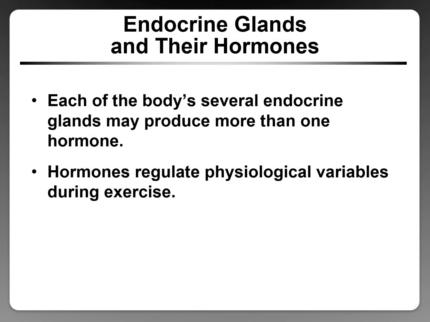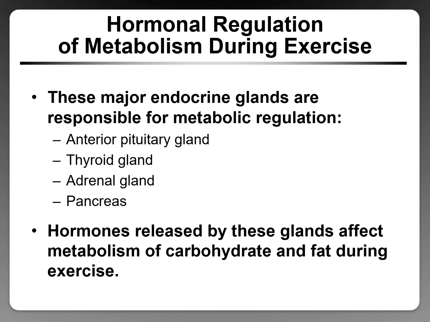Looking more closely at our specific endocrine glands and their hormones, we know that each of the body's several endocrine glands may produce more than one type of hormone, and then these hormones will regulate many physiological variables during exercise. Looking more specifically at hormonal regulation of metabolism during exercise, we need to be acutely aware of 4 specific endocrine glands and their responsibility in metabolic regulation. We need to pay attention to the anterior pituitary gland, the thyroid gland, the adrenal gland, and the pancreas. The hormones released by these glands are going to impact metabolism of carbohydrates and fats during exercise.